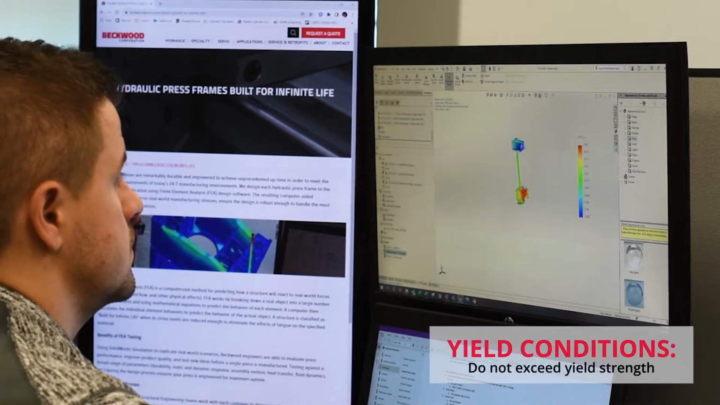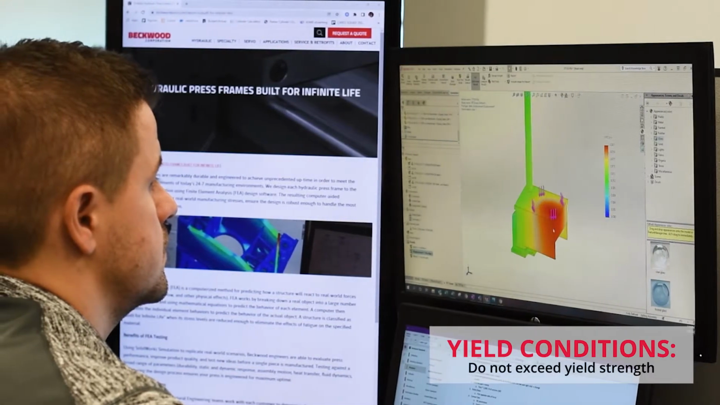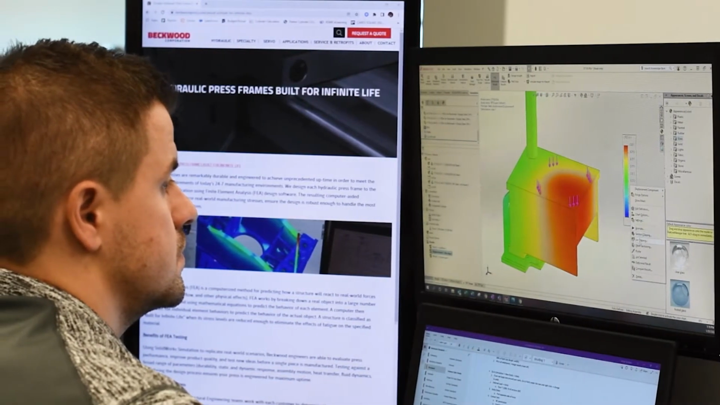So when we're looking at yield conditions, we're primarily focused on making sure we do not exceed the yield strength of that given material. It is critical we analyze the principal stresses. That's how we guarantee infinite life cycle, and that's part of the fatigue analysis.